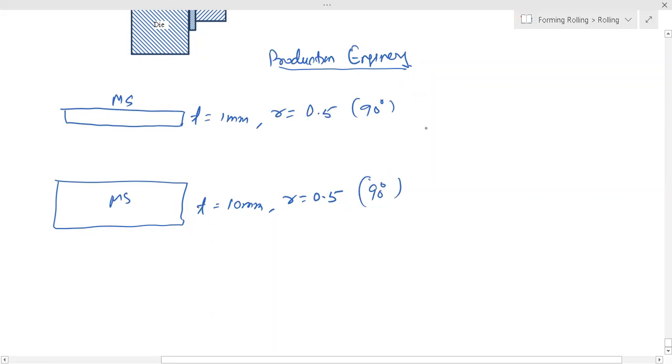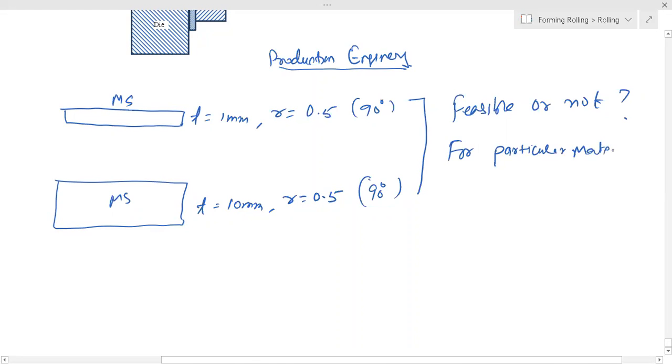Now you have to check whether it is feasible or not. And for a particular material, like you have steel, aluminum, copper, zinc, or PTFE, polytetrafluoroethylene, that is one plastic material, or rubber.